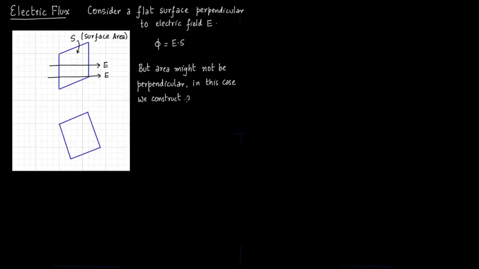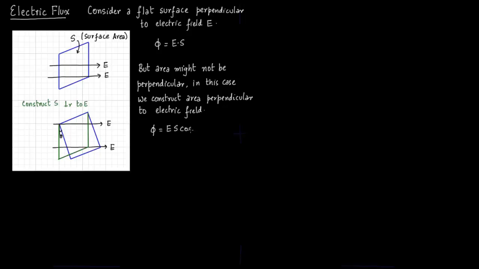So you construct another surface which is perpendicular to the electric field, and then you can calculate the flux. So let us see this. Say you have this surface which I have drawn in blue, and it is at an angle theta with the vertical. So now you can see it is no longer perpendicular to the electric field. But now we can construct another surface area in green from the one in blue. And now this green surface is perpendicular to the electric field. So if the original surface is S, the green surface would be S cos theta. So the flux is E times S cos theta.